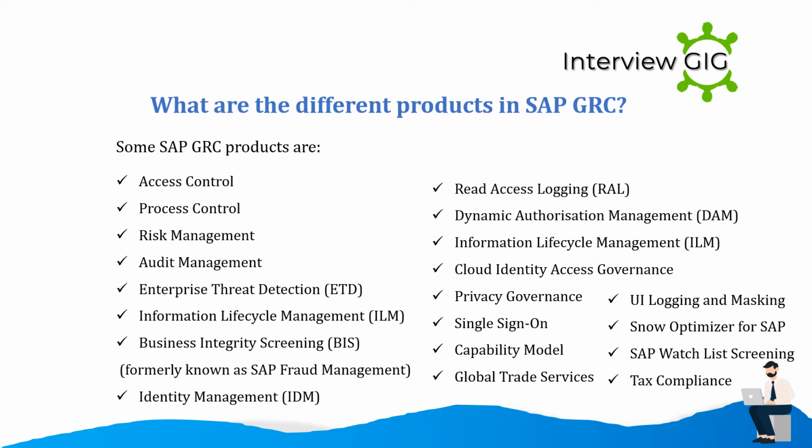What are the different products in SAP GRC? Some SAP GRC products are Access Control, Process Control, Risk Management, Audit Management, Enterprise Threat Detection, ETD, Information Lifecycle Management, ILM, Business Integrity Screening, BIS, formerly known as SAP Fraud Management, Identity Management, IDM, Read Access Logging, RAL, Dynamic Authorization Management, DAM, Information Lifecycle Management, ILM, Cloud Identity Access Governance, Privacy Governance, Single Sign-On, Capability Model, Global Trade Services, UI Logging and Masking, Snow Optimizer for SAP, SAP Watch List Screening, Tax Compliance.